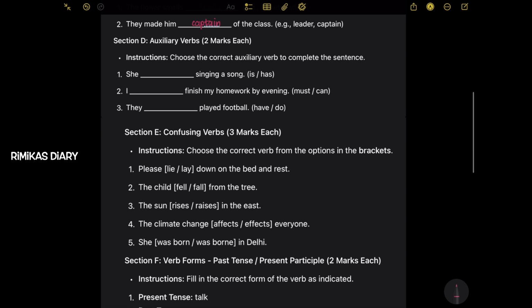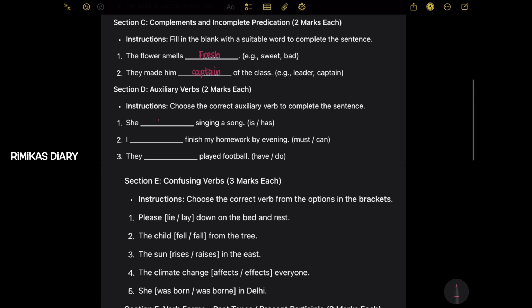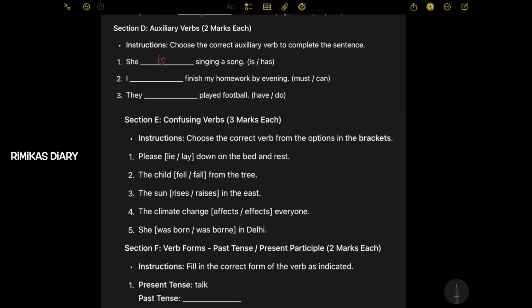Section D, auxiliary verbs. Instructions: choose the correct auxiliary verb to complete the sentence. She dash singing a song. So, she is singing a song. I dash finish my homework by evening. Must, can. I must. They dash played football. They have played football. So, have.